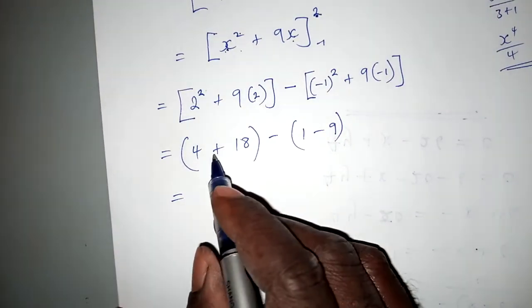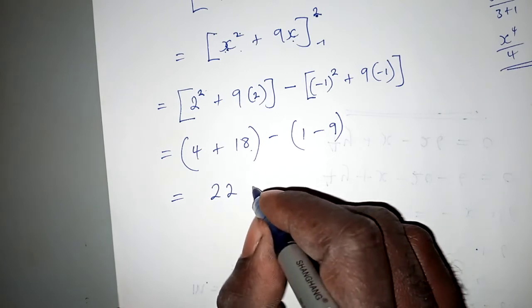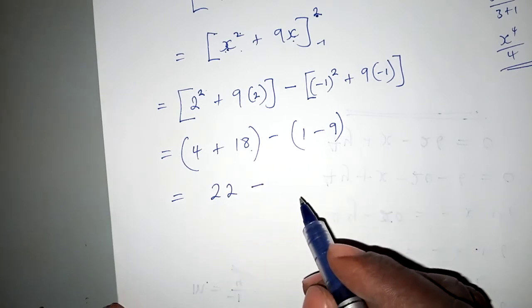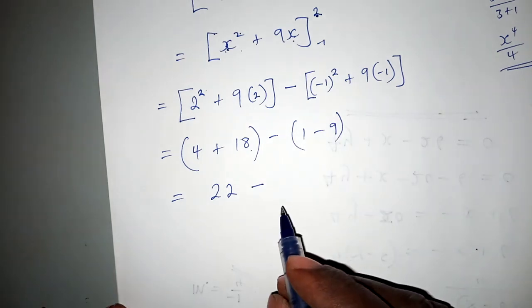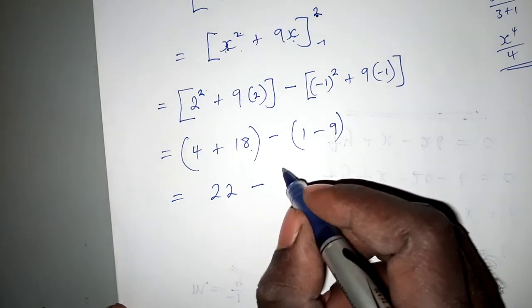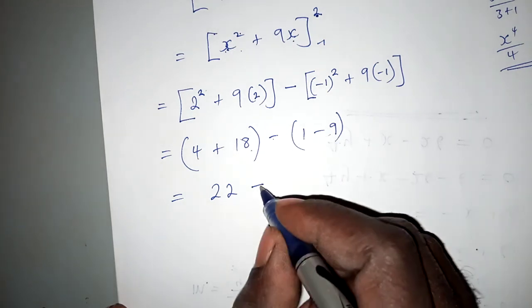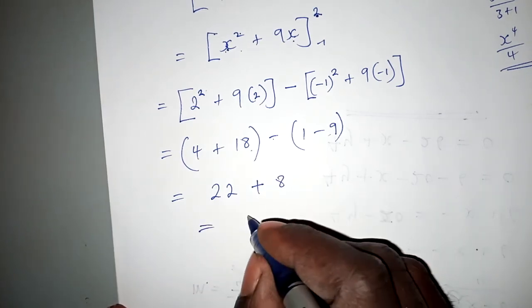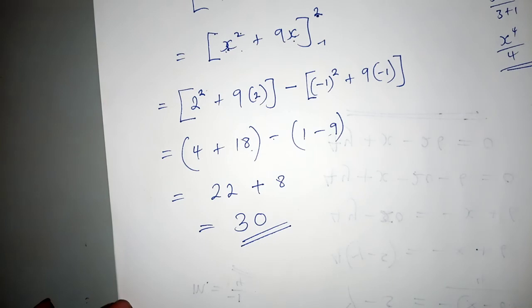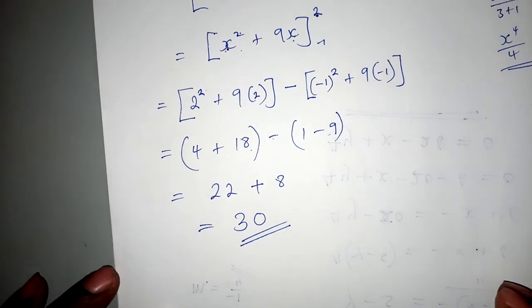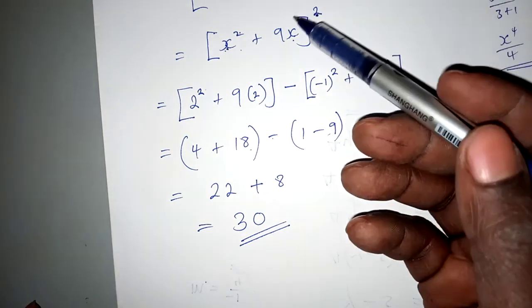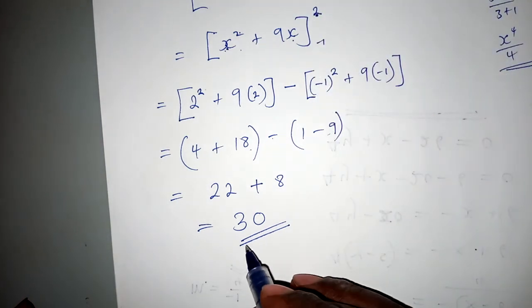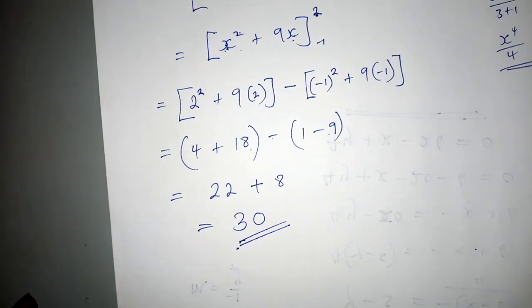If we further simplify this, we'll get 4 plus 18 is 22, minus 1 minus 9 is -8. So minus -8 is plus 8. So 22 plus 8 is 30. So this is our final answer. That is the definite integral, that is the integral that has limits. After integration, you substitute the limits, and you will end up getting a single value like this. So thank you for listening.